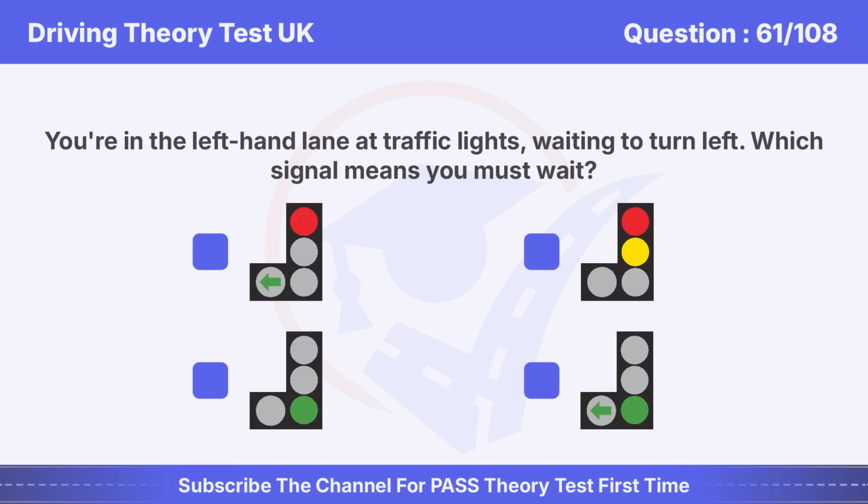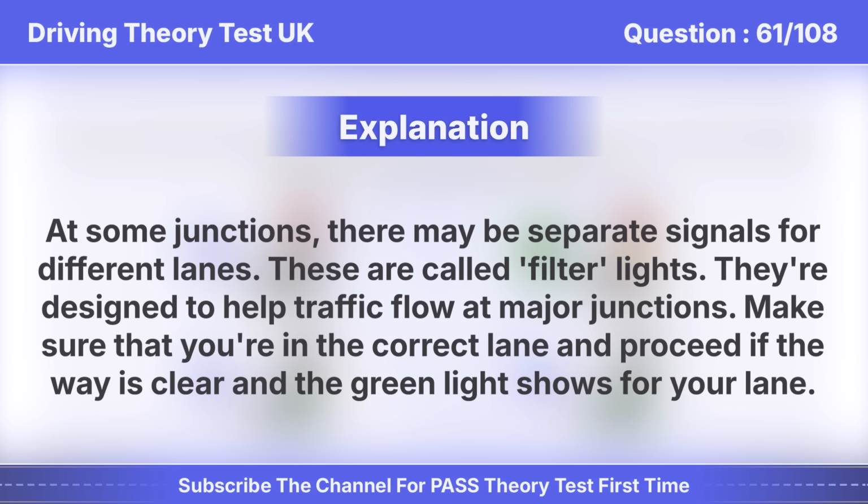Question 61. You're in the left-hand lane at traffic lights, waiting to turn left. Which signal means you must wait? Answer is B. At some junctions, there may be separate signals for different lanes. These are called filter lights. They're designed to help traffic flow at major junctions. Make sure that you're in the correct lane and proceed if the way is clear and the green light shows for your lane.